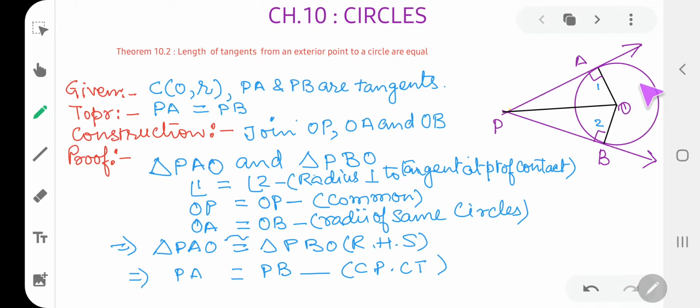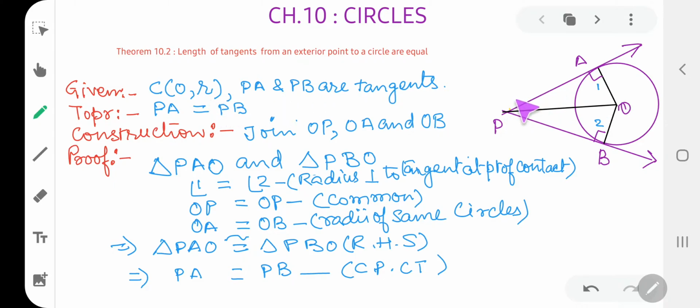So children, here we are given a circle whose center is O and radius is R. To represent this, we note it down like this: C stands for circle, O is the center and R is the radius. So we will read it as: circle with center O and radius R is given to us.